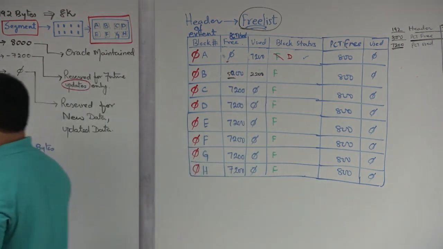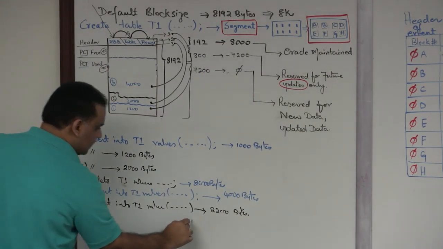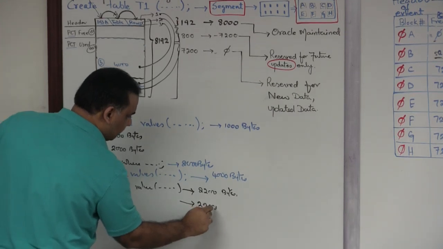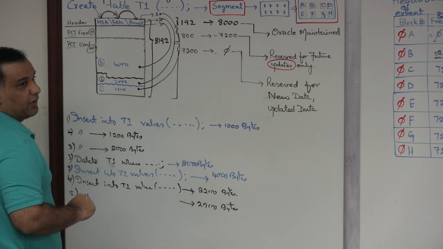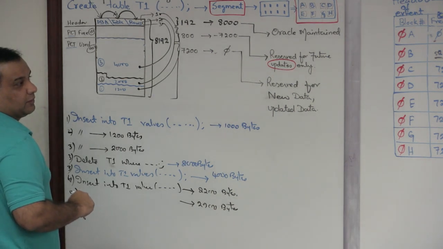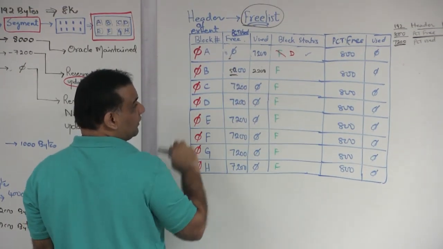Now I'm going to add one more data now, row number 5. Row number 5, insert into this, we have another 2,200 bytes. Now which block is it going to look into? Block A, block B, or block C? Block B again, because I still have 2,200 or 5,000 free here.